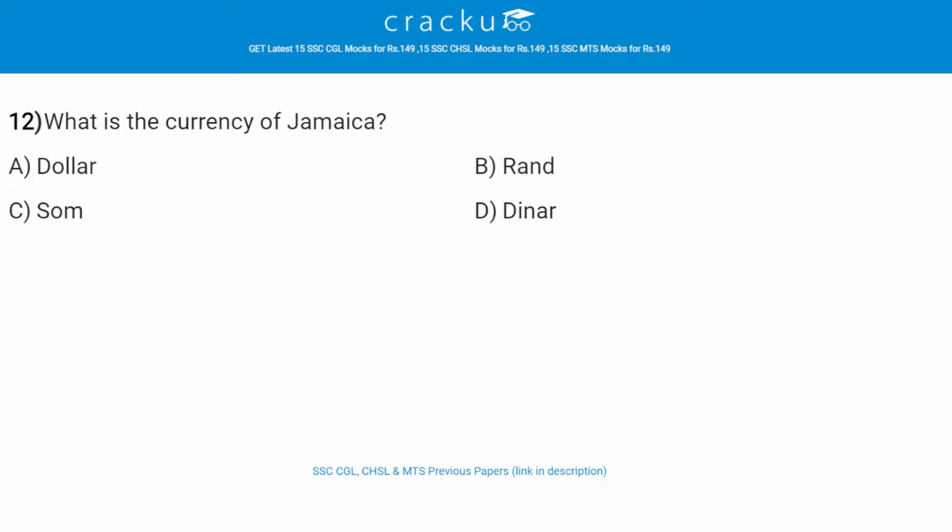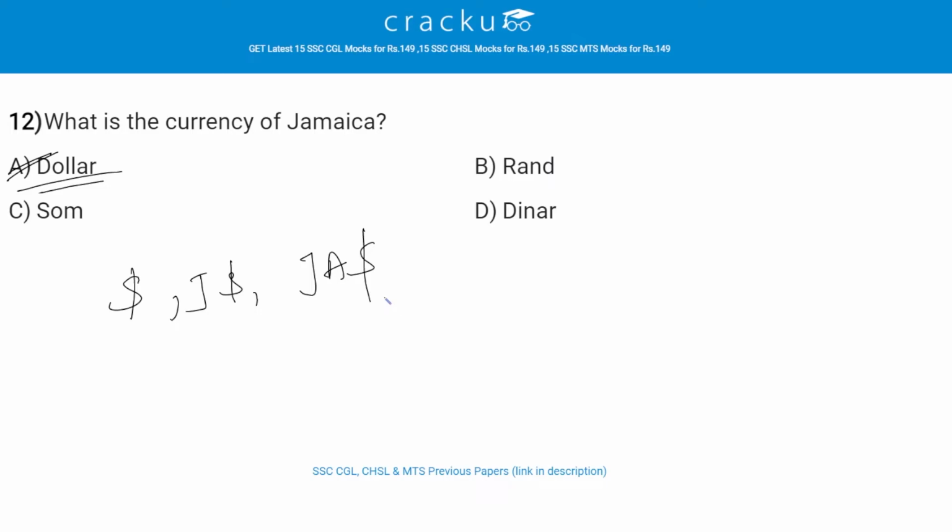What is the currency of Jamaica? The correct answer is A, that is dollar. The Jamaican dollar is the official currency of Jamaica. It has been issued since 1969, and its abbreviation is the dollar sign, or J dollar, to differentiate it from the US dollar and other types of dollar.